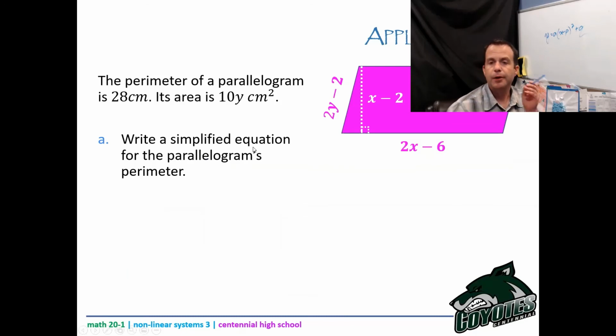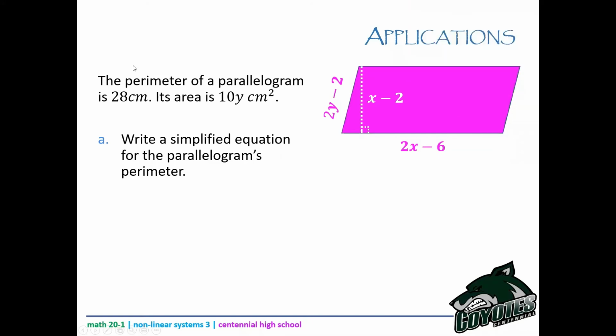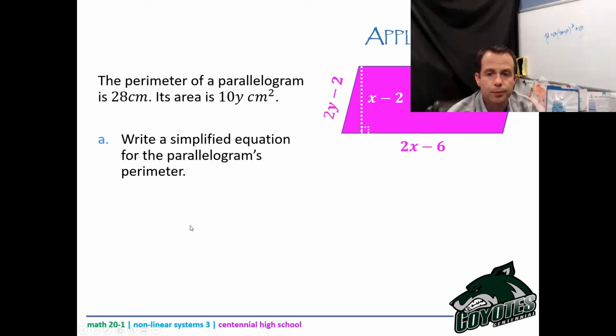The perimeter of a parallelogram is 28 centimeters. Its area is 10y centimeters squared. Okay, first, write a simplified equation for the parallelogram's perimeter. Well, I know that the perimeter is the distance all the way around. I'm going to hide my big old face for a second here. So I'll have 2x minus 6's, one here and one up here, and 2y minus 2's. What I don't need right now is the x minus 2. Okay, so the perimeter will be 2x minus 6's, and 2y minus 2's.